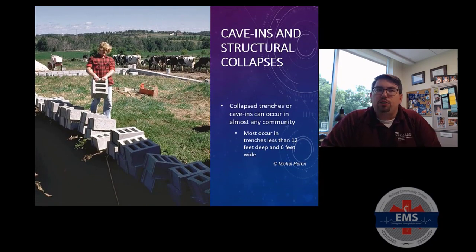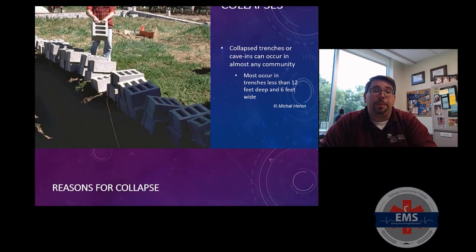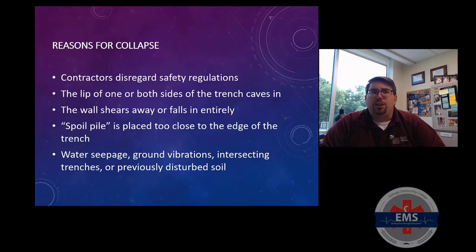With cave-ins and other structural collapses, we know that collapsed trenches or cave-ins can occur in almost any community. Most of these cave-ins will occur in trenches that are less than 12 feet deep and less than 6 feet wide. In this case, the side dirt on that trench will become unstable and fill the trench in, potentially trapping anyone who's in that trench at that time. Again, we talk about reasons for collapse. These include things like the contractor disregarding safety regulations and putting themselves at a higher risk for a collapse.